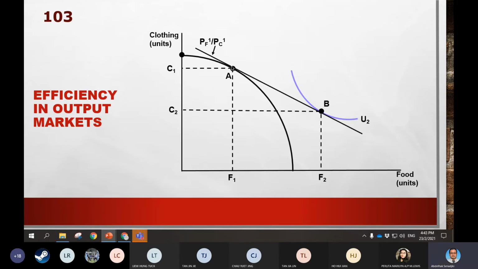They want to produce F1, but consumers want F2. So we have excess in clothing, but for food, what do we have? Shortage.